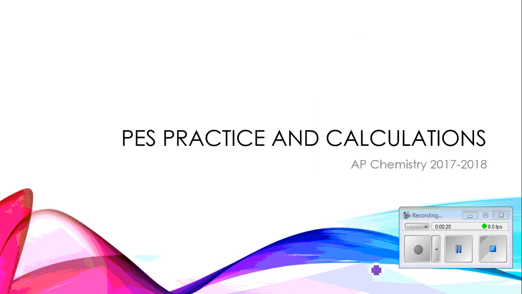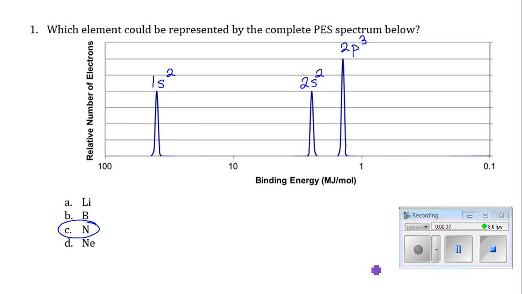Let me back up. If you don't have a periodic table in front of you, go get one. You need that so you can account for your electron configuration. All right, so question 1, which element could be represented by the complete PES spectrum below?